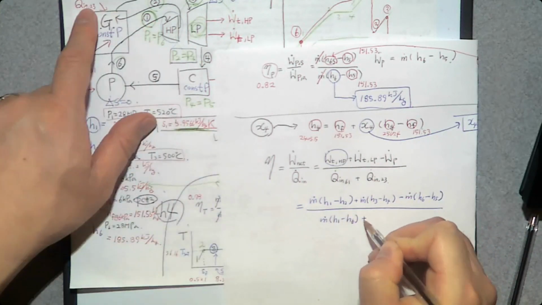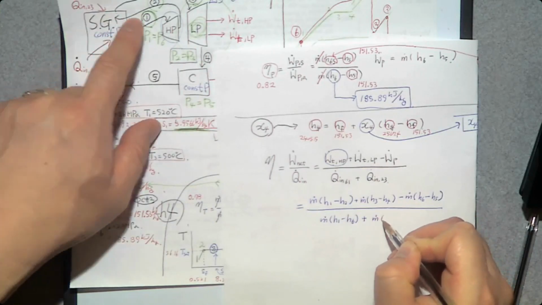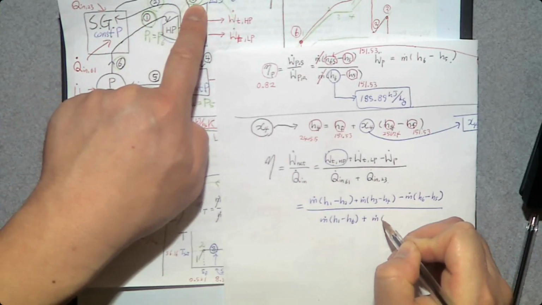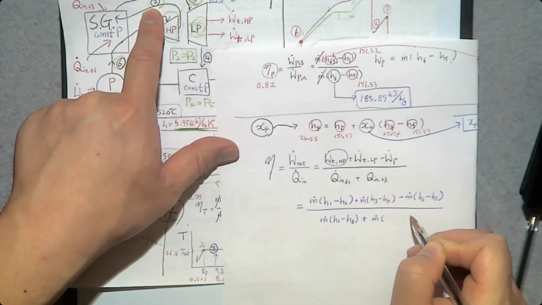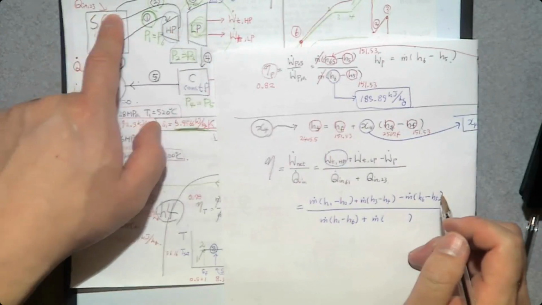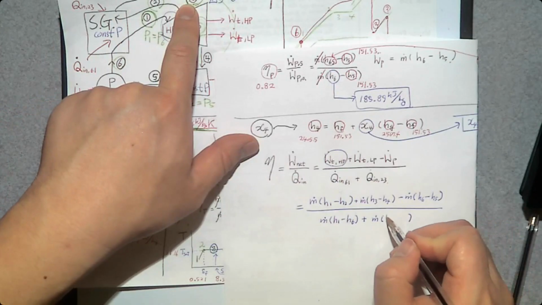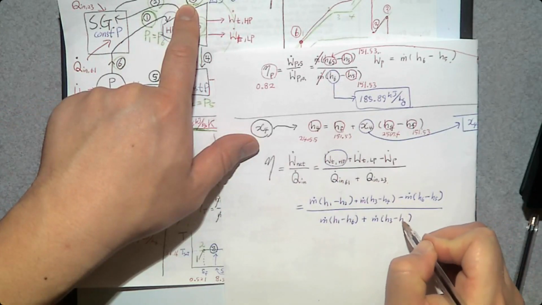What about Q in 2, 3? It's going to be either H2 minus H3 or H3 minus H2. But as you can see, the Q in is added to H2 to become H3. So H3 should be greater than H2.